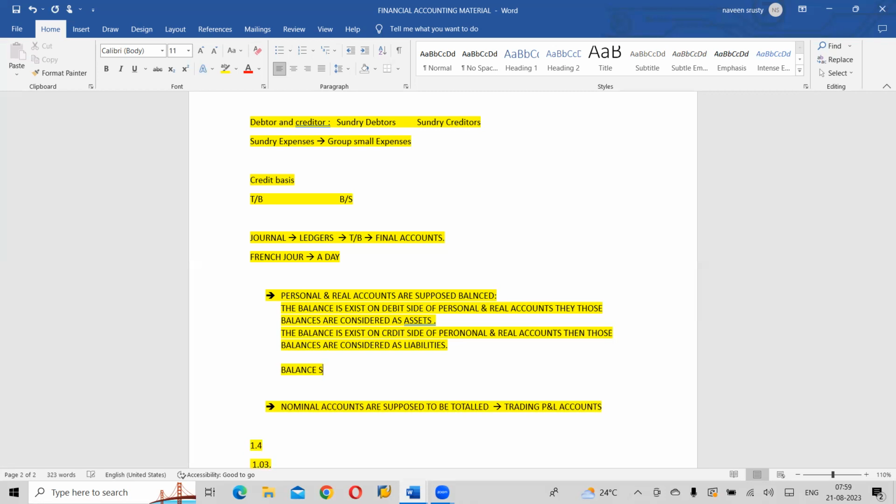Why are we calling it a balance sheet? Because the sheet contains the debit balances of personal and real accounts, and at the same time the credit balances of personal and real accounts. So that is the reason we call it a balance sheet. Understood now? Why we call it a trial balance? Why we call it a balance sheet?